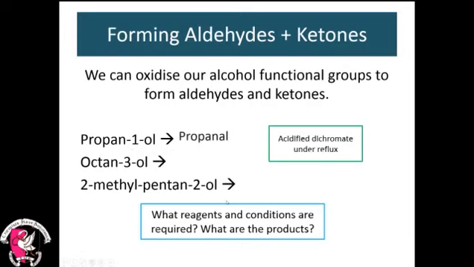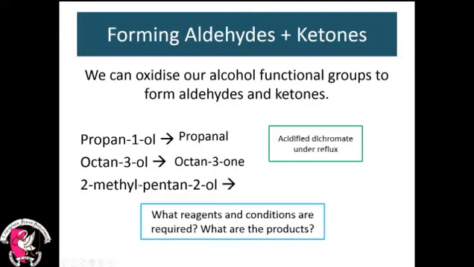So the first one, propanol, because it's a primary alcohol, which means that the OH group will get oxidized to form a C double bond O, but we'll still have that hydrogen attached to that carbon on the carbonyl. So we'll get propanal, which is our aldehyde. Octan-3-ol is a secondary alcohol, which means that we'll form octan-3-one, which is our ketone.